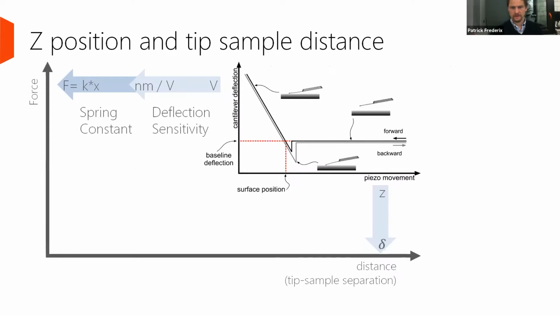So to summarize that, we have a force curve with signals observed in voltage and Z piezo movement. And to go to the force curves, you calculate the deflection in meters and in newtons to put it on the force axis. And horizontally, you correct the piezo movement with the deflection to get the tip sample separation.